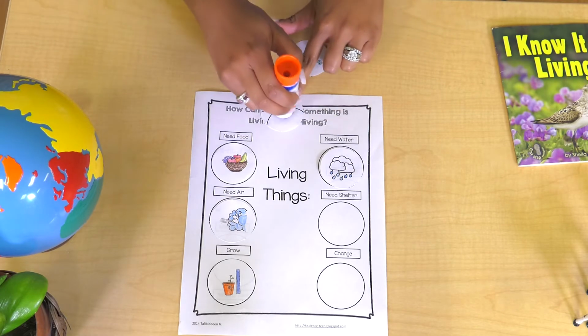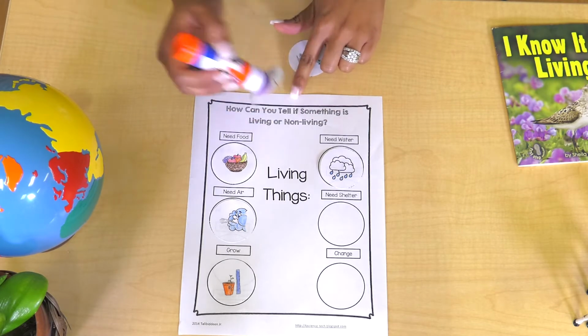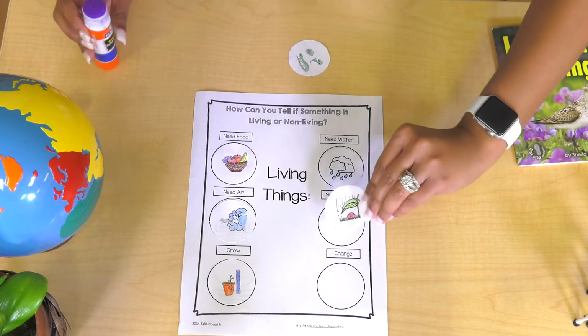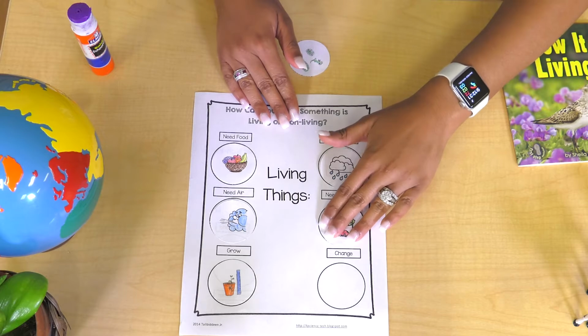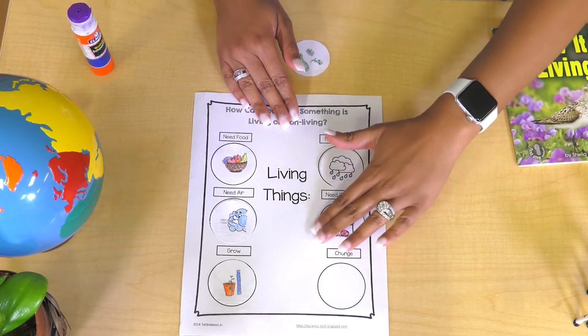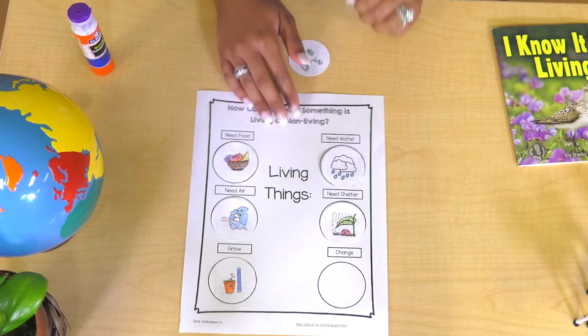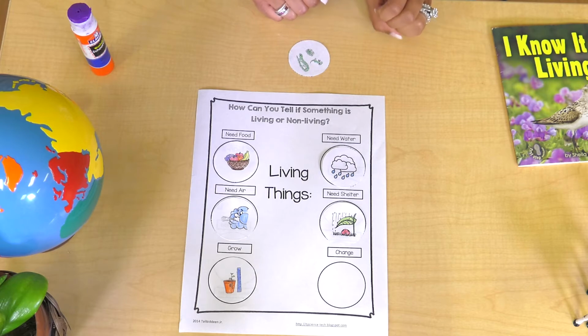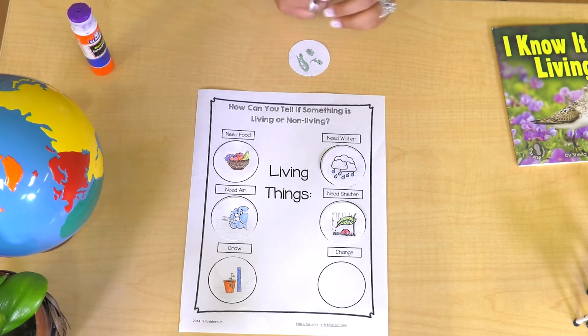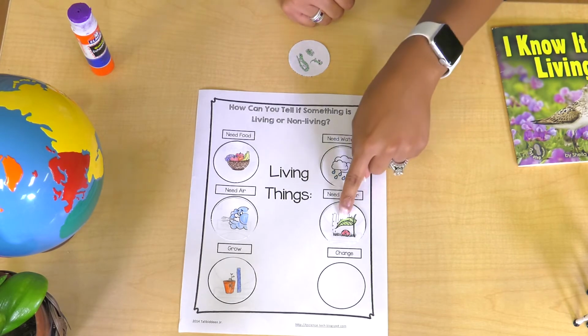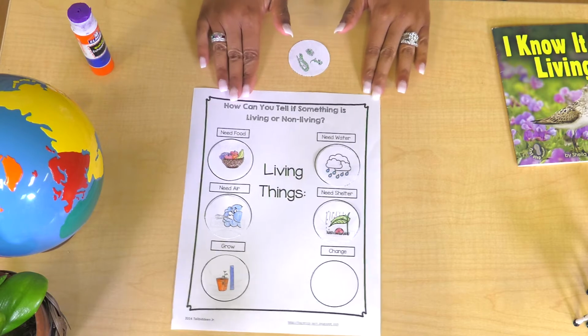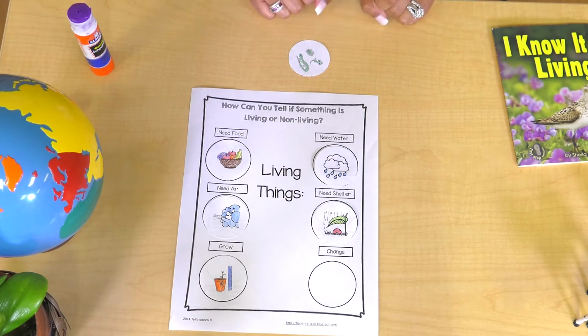Living things also need shelter. What is shelter? Shelter is a place where someone may live or somewhere inside where they take cover. Our little ladybug is being sheltered from the rain under the leaf. Living things need shelter.